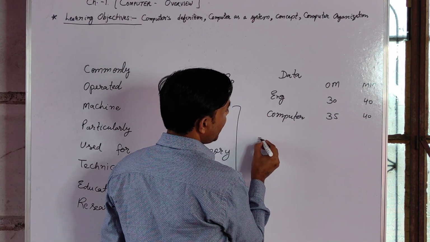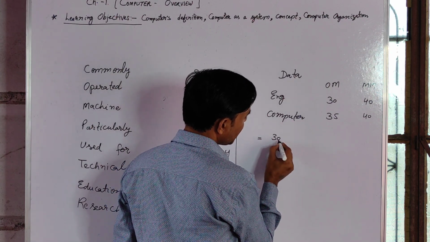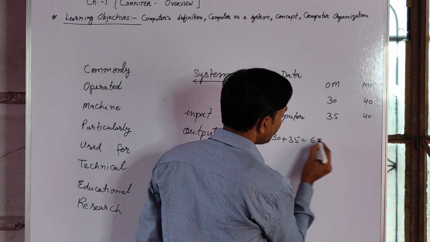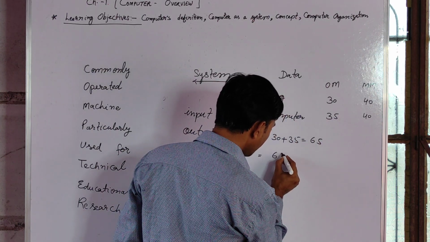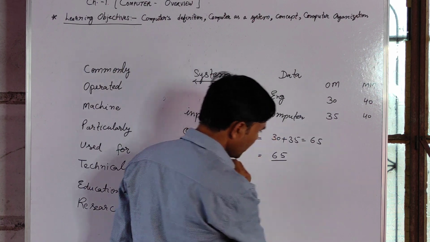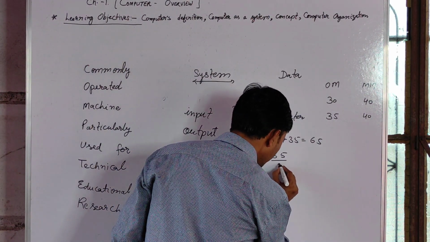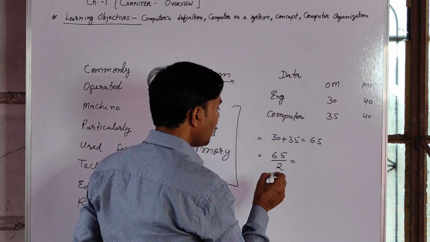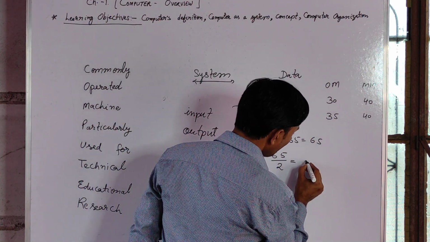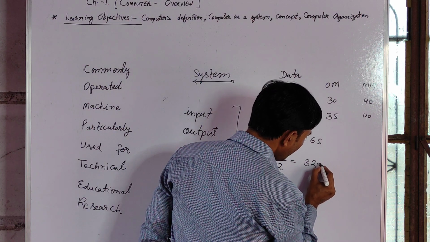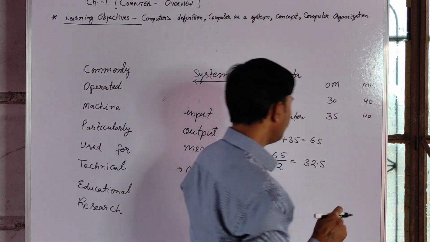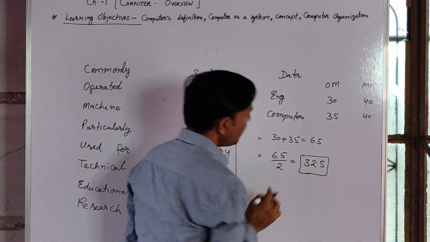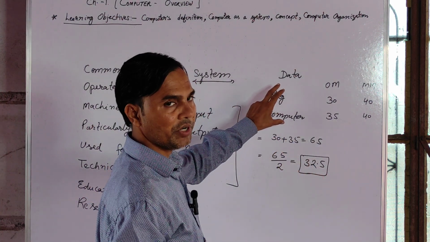So I need to add these two numbers as per the concept of average, which equals 65. And then I need to divide the addition of these two numbers, or the marks, by 2 here, because I have two items only, two subjects only. So 65 divided by 2 is 32.5. So this is the meaningful content which is derived from this given data.